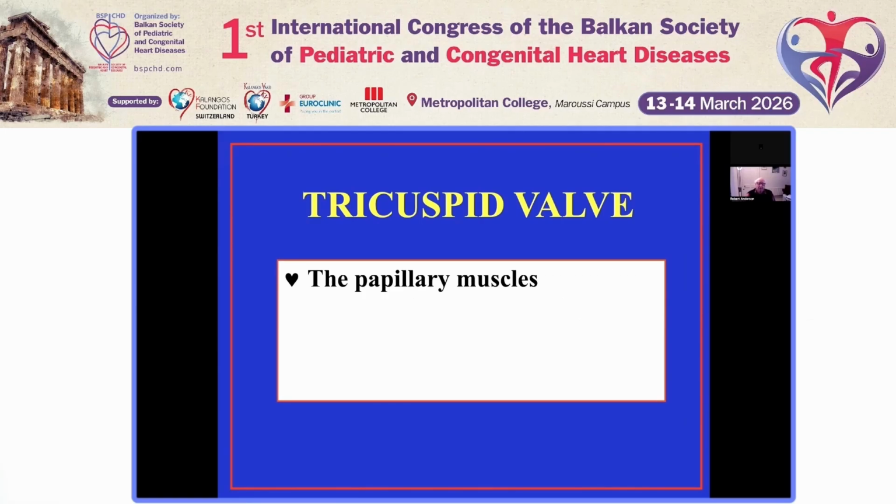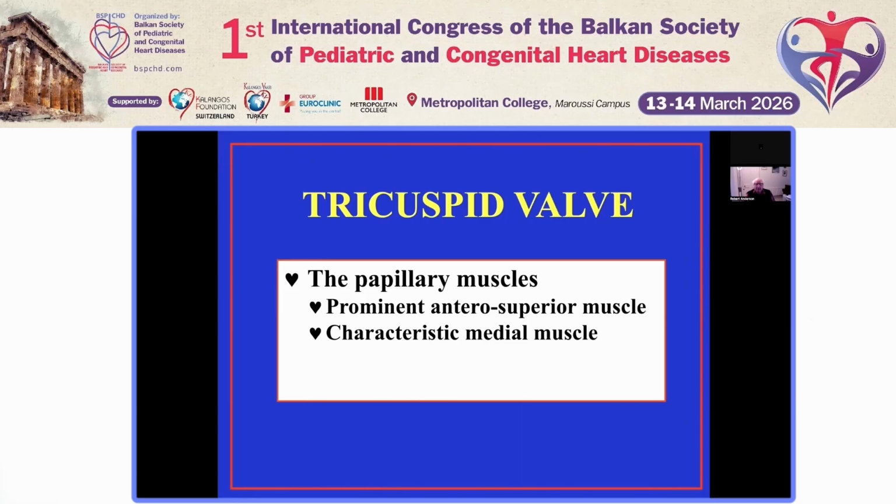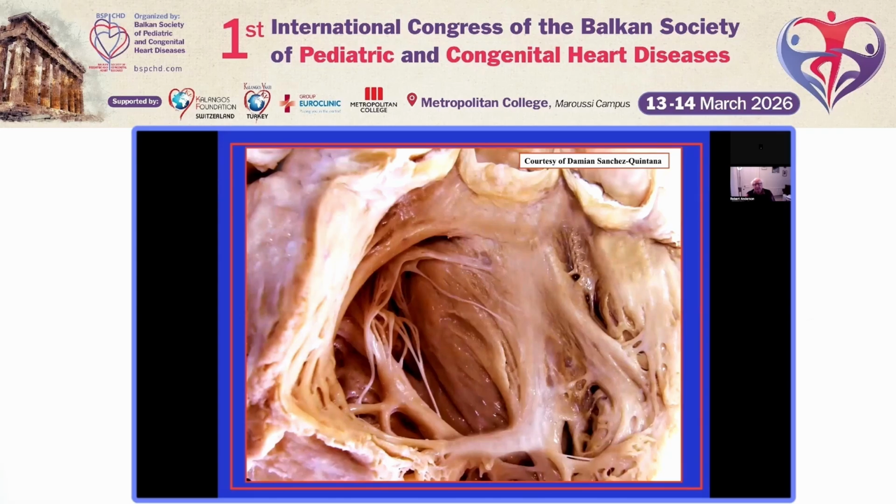And those leaflets are supported by papillary muscles. There is a prominent anterosuperior muscle, a very characteristic medial muscle, multiple attachments of the septal leaflet, but the inferior muscle is itself variable. We can see those two characteristic muscles particularly well in this dissection that was made by my other friend and colleague, Damian Sanchez-Quintana. So Damian has opened the heart from the front and spread the parietal wall to show you the infundibulum. We're going to discuss that very shortly in the setting of the pulmonary root.